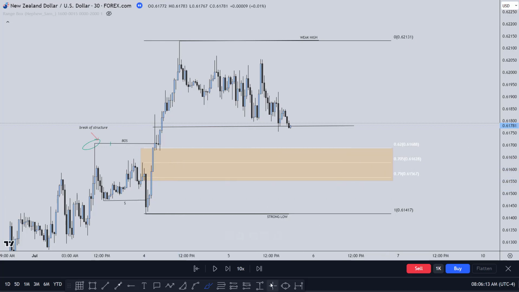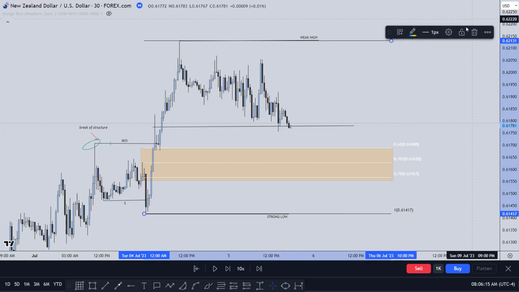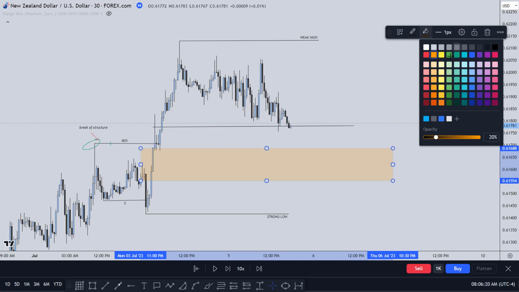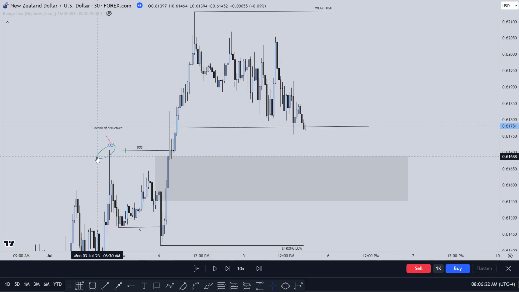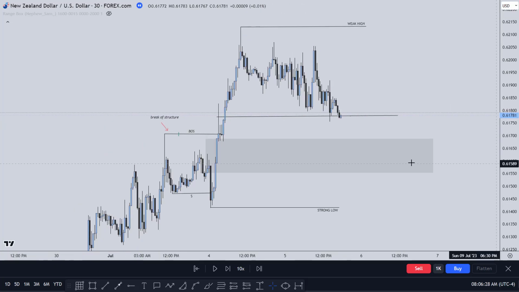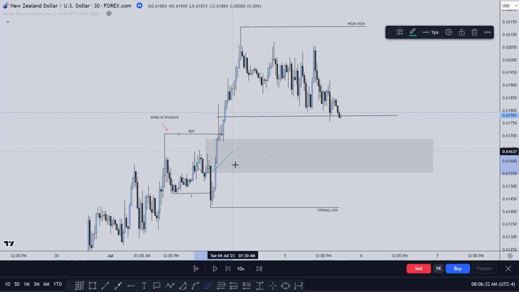And then let me just remove some of this stuff. Let me remove the Fibonacci. Let me make this box gray, and then let me remove this drawing. Okay, now we know that anything in this box right here is good for us to buy. It's a good area.